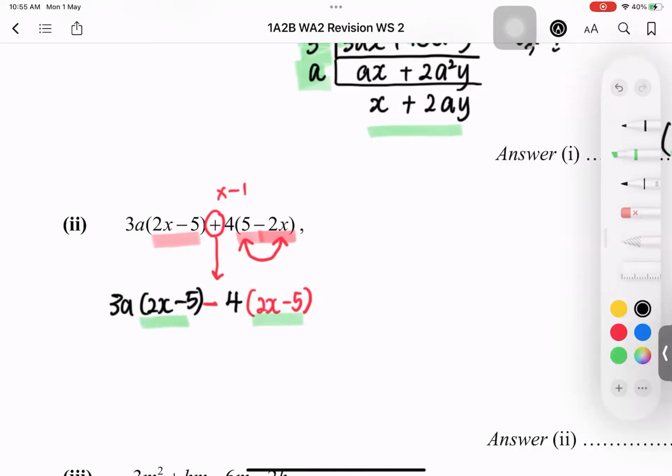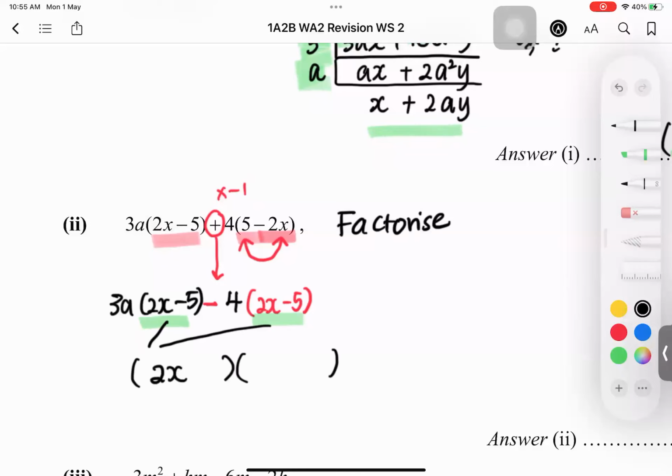Don't need to expand. Factorize. We are supposed to factorize out the common factor. We make it become 2 factors. The word is factorize. Factorize is not expansion. Must take out the common factor. So now these two are the same. The one that's the same, we repeat one time.